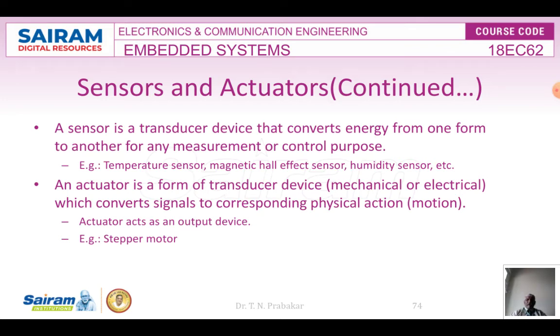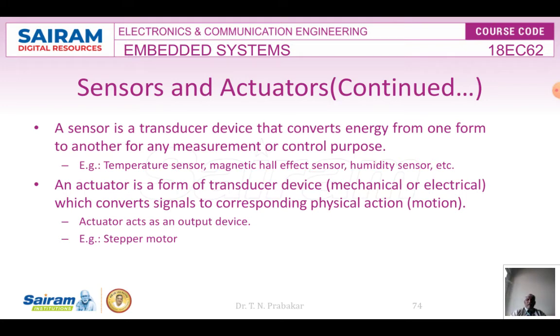So the examples are a temperature sensor, right? The input is going to be a temperature, which is a non-electrical quantity. The output will be an electrical quantity, maybe a variation in resistance, or it can be a voltage, right? So a non-electrical quantity most probably will be converted to an electrical quantity, right? And that's regarding the sensor.